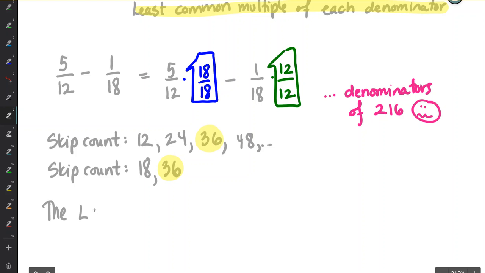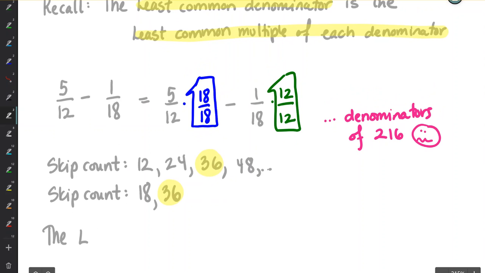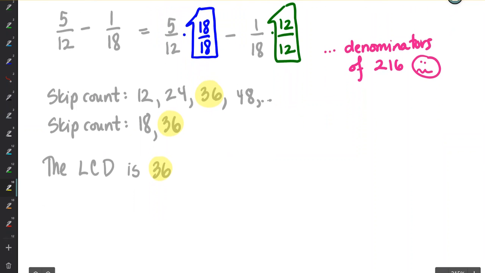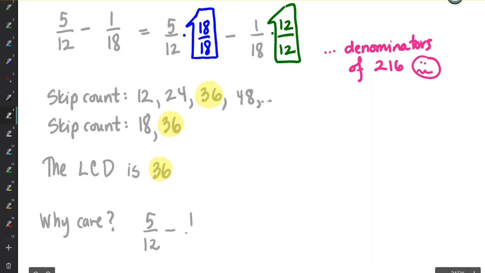So the least common denominator is 36. And in this homework question, we just need to name what the LCD is, but why do you care? Why care? Because if I were to do this problem, it would be better to have that denominator of 36. It would be less work.